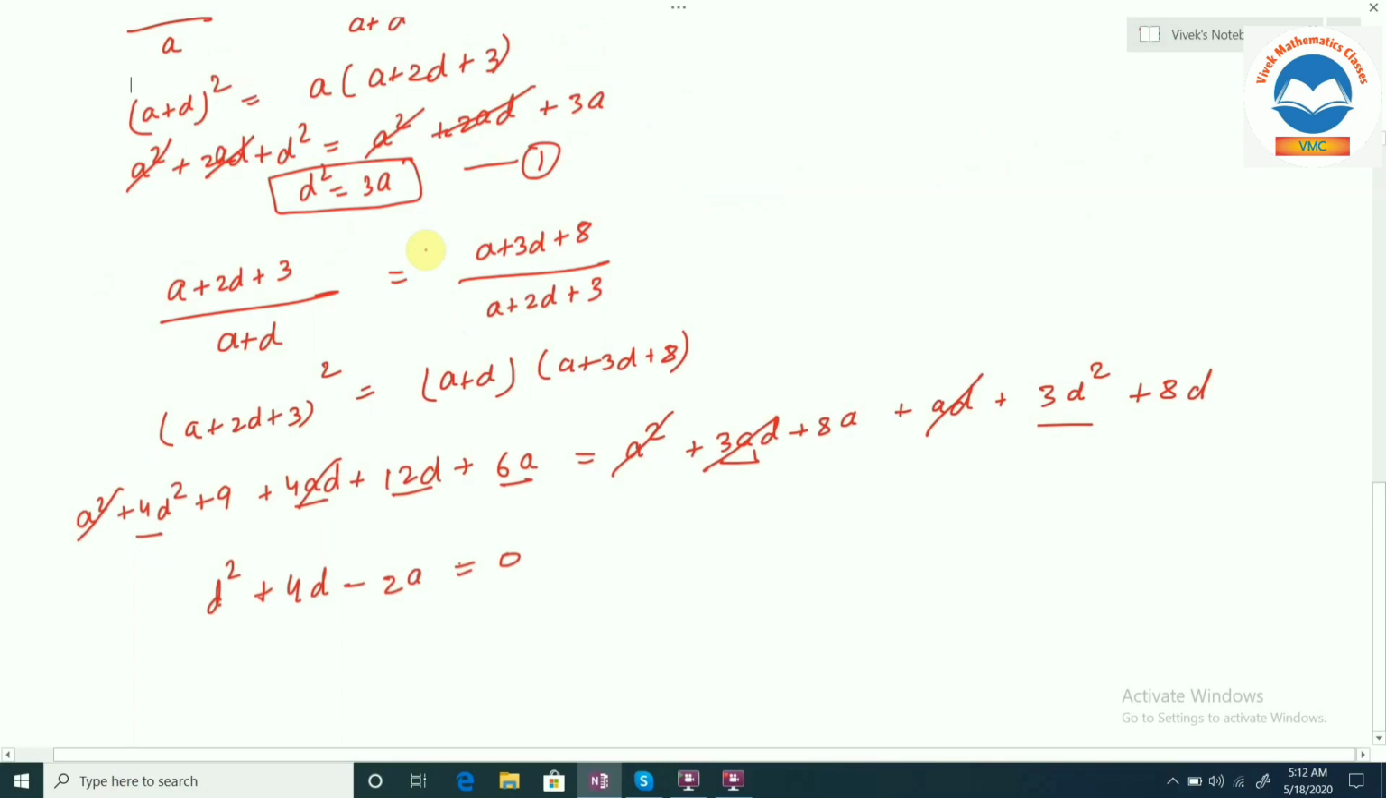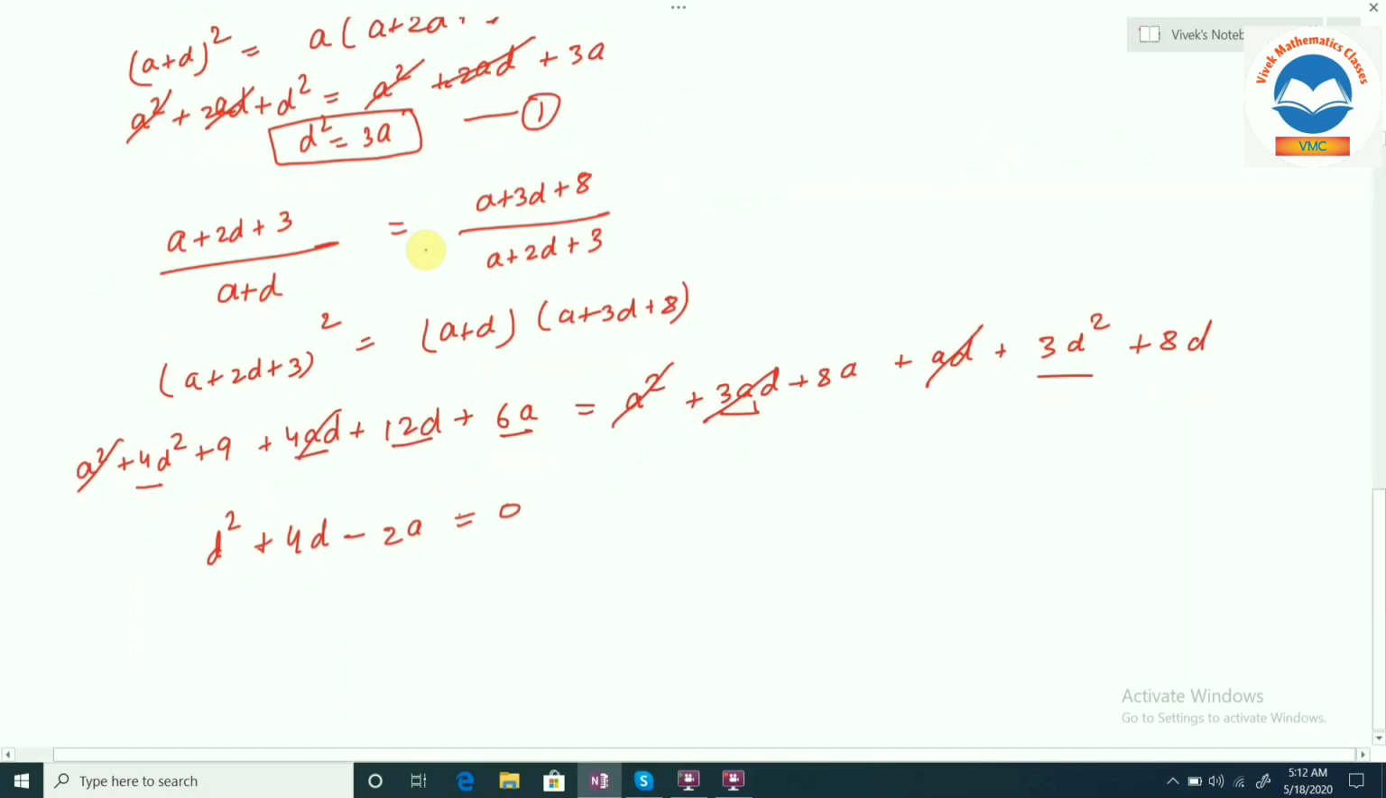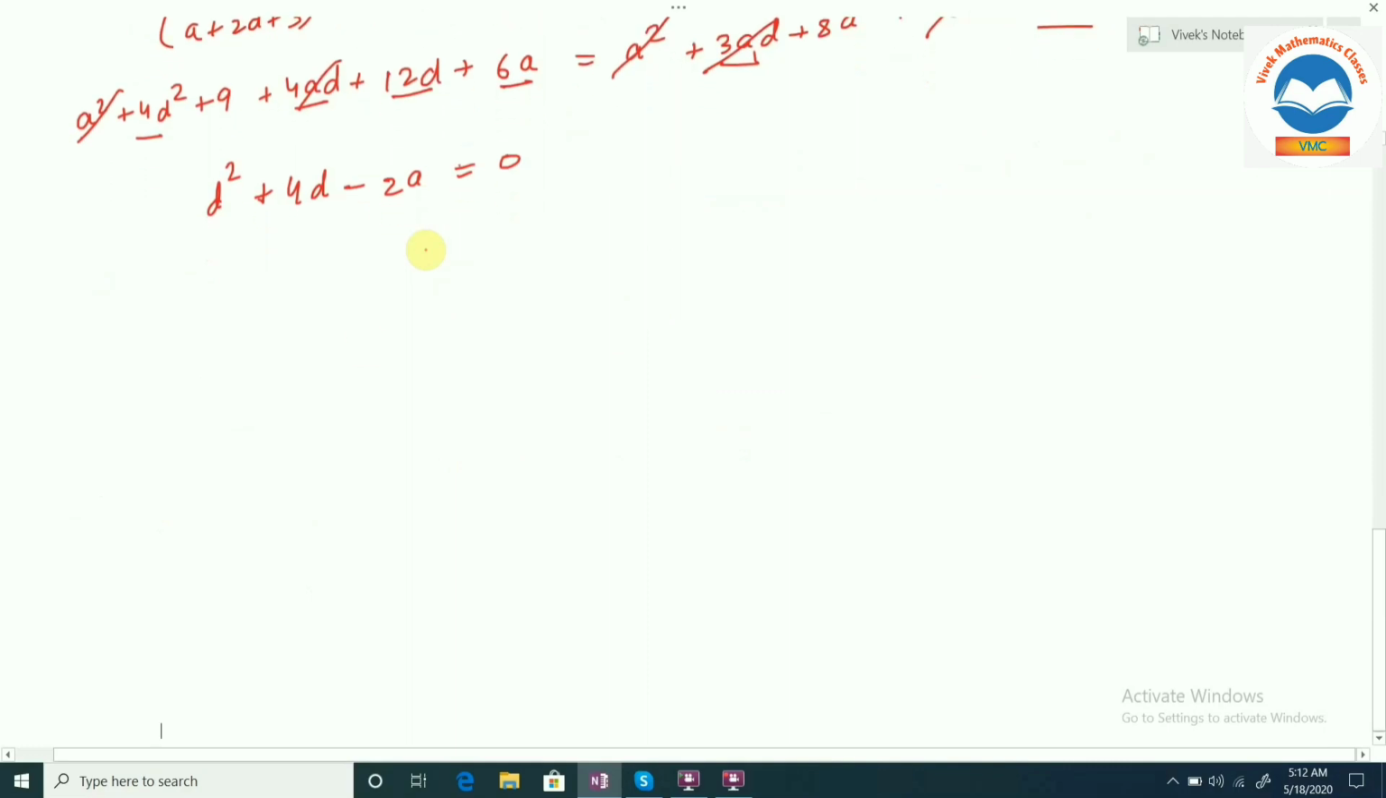From equation number 1 we can write a as d square by 3. We will substitute here because we want to convert this equation into d form. So we get d square plus 4d minus 2 into d square by 3, equal to 0. Take LCM, you will get 3d square plus 12d minus 2d square equal to 0. So 3 minus 2 will be d square plus 12d equal to 0.